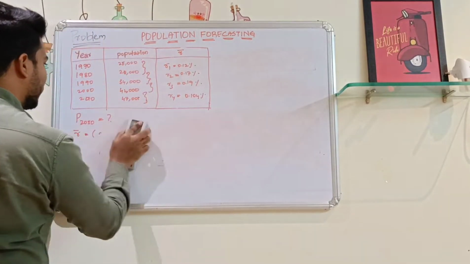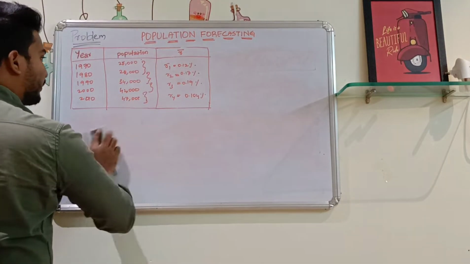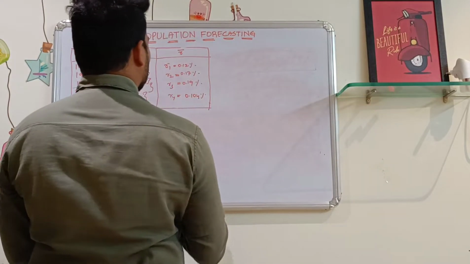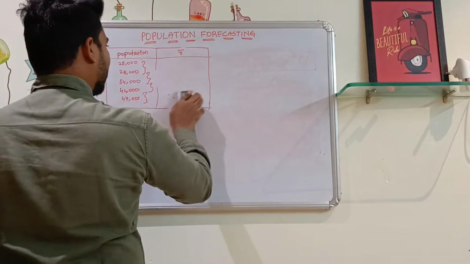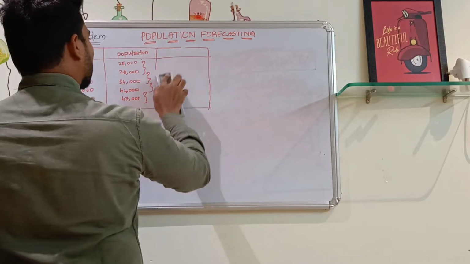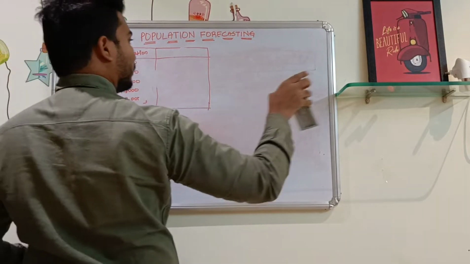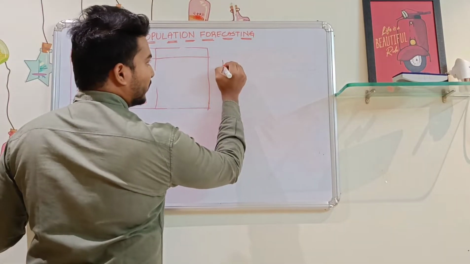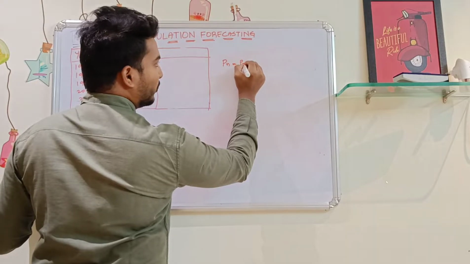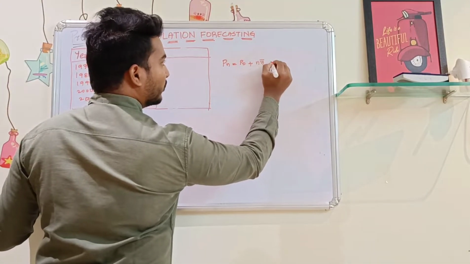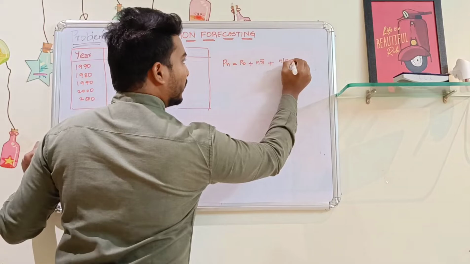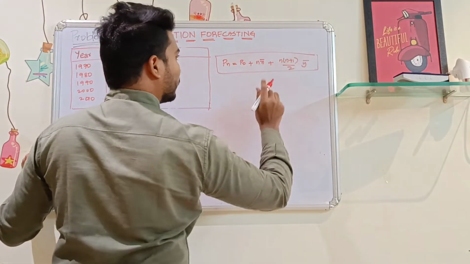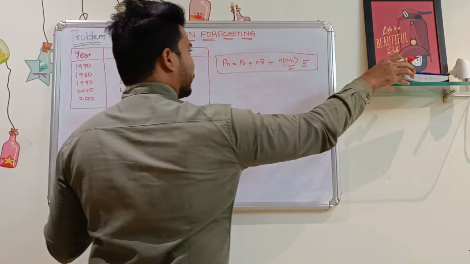We know the formula and we know the different terms, and we know that we need to calculate for 2030. So the number of decades is 2. Here in the incremental increase method, what is the formula? Pn is equal to P0 plus n into x bar plus n into (n plus 1) by 2 into y bar.